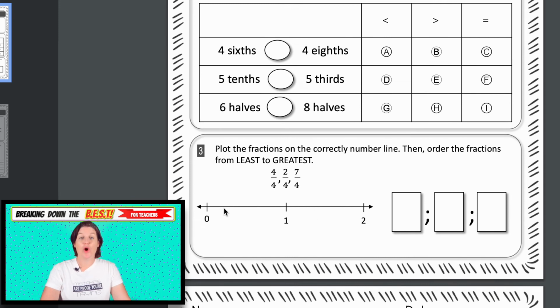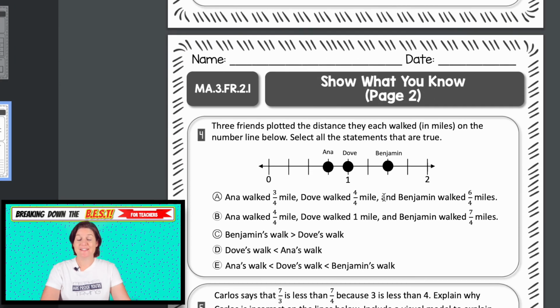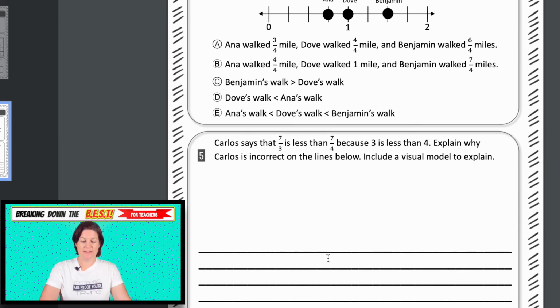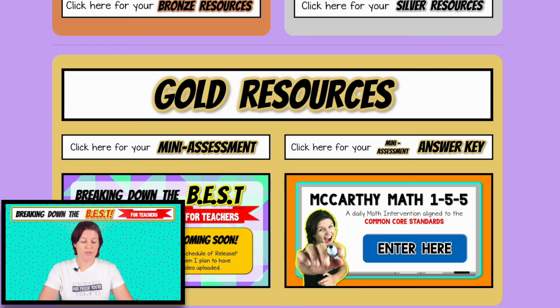Got number lines, an open number line where students are having to plot an order from least to greatest over here. Analyzing this number line and selecting all the statements that are true, and then an error analysis one. So there's a variety of question types just for this standard. It doesn't say mini assessment, so you don't have to use it as an assessment. You can use it for extra practice, whatever you want to do with that.